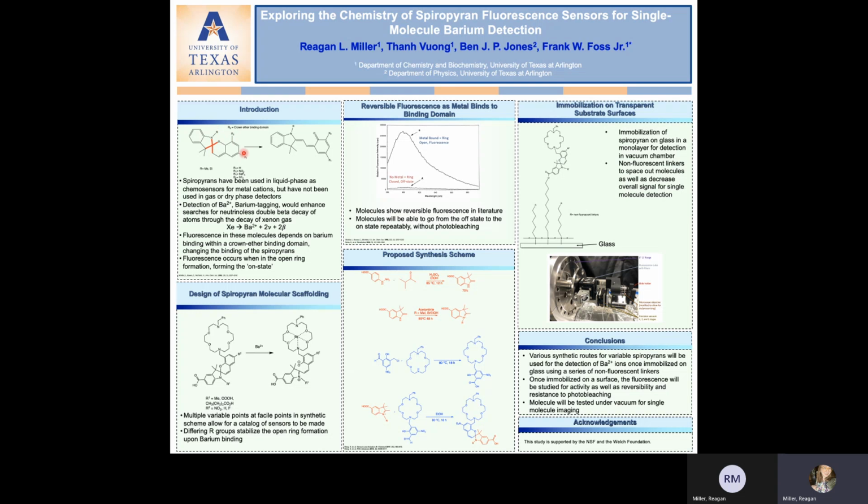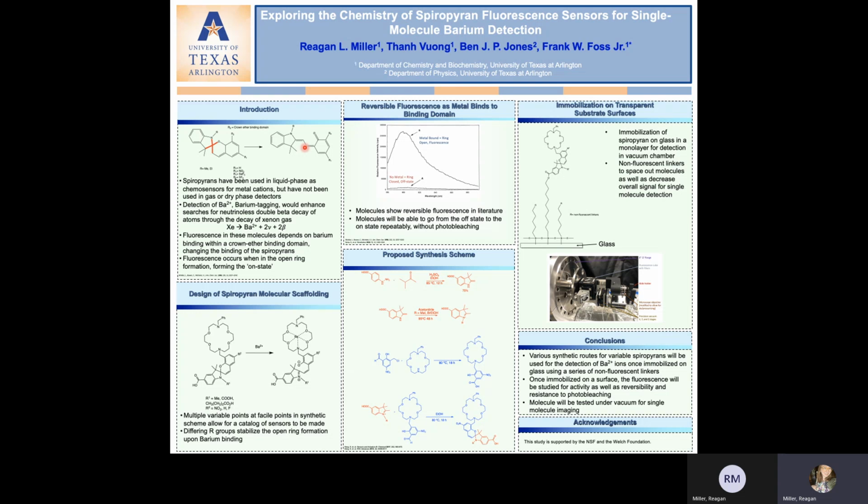As we can see, there are three different variable R groups that could be adjusted in the spiropyran for this project, which we will talk about here going forward. But what we need to know is on the left, this spiropyran is known as in the ring closed position or the fluorescence off position. And on the right, we have our ring open and fluorescence on position.